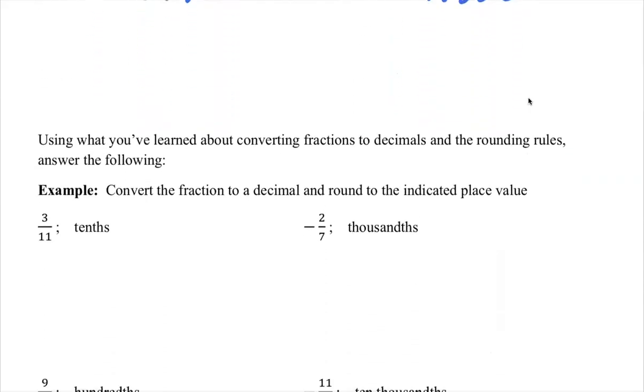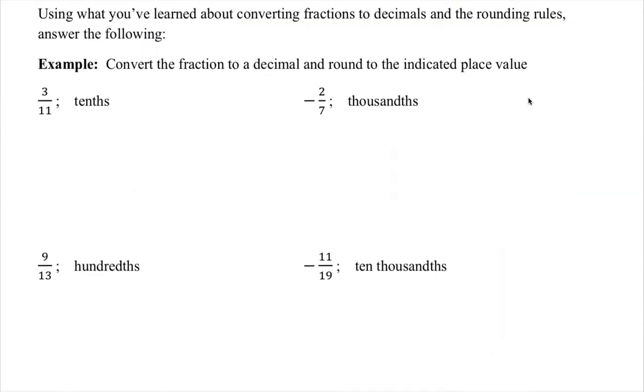Using what we've learned about converting fractions to decimals and rounding, let's answer the following. So now we're converting fractions to decimals and rounding to certain place values. So 3 divided by 11 is 0.27 repeating. But if we're rounding to the tenths place, I'm going to underline the tenths place, look at the digit to the right, and so this would round to 0.3.